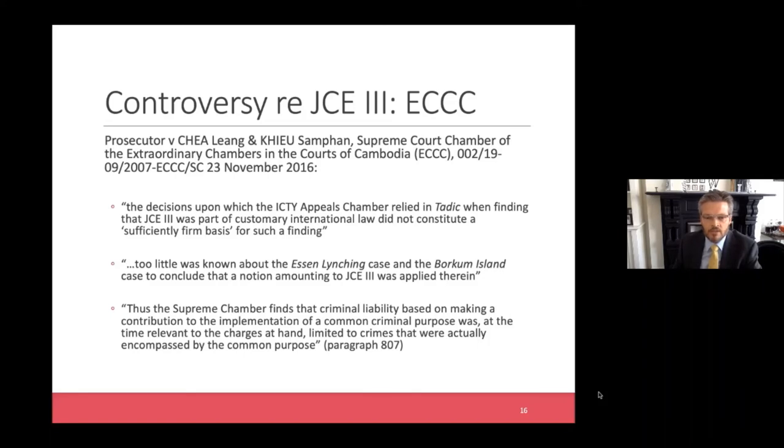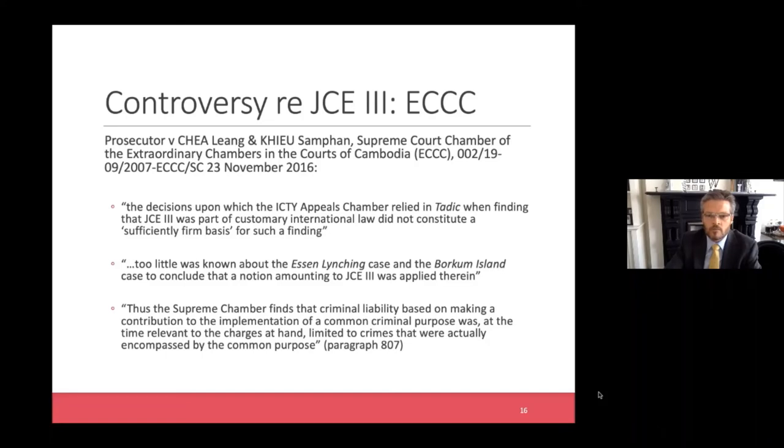The Italian cases referred to in Tadic were either misplaced by the ICTY Appeals Chamber, in that they too did not involve a crime falling outside the common plan, or they were inconsistent and highly context dependent, or they involved ordinary crimes under ordinary Italian law adjudicated by Italian domestic courts and were of limited relevance.